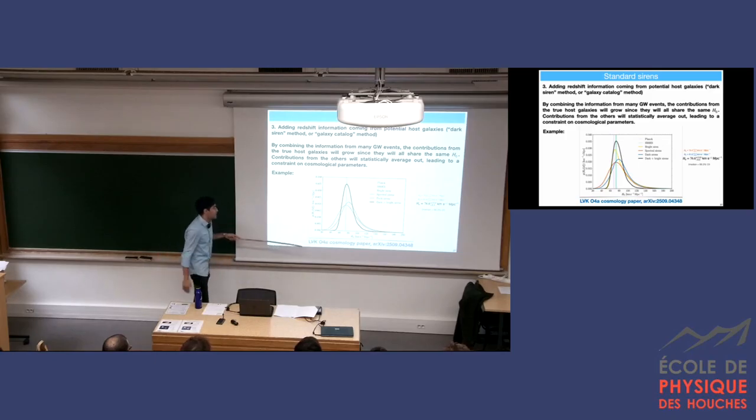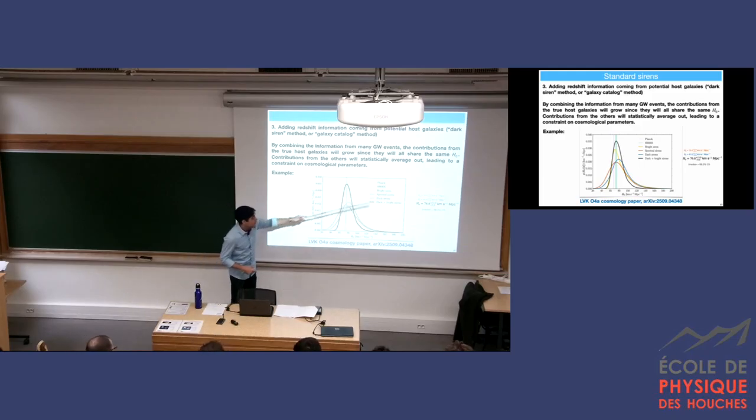This plot comes from the latest cosmology paper. We have the probability of H0 as a function of H0, and these are the different analyses that we did. You can see the spectral siren analysis, the one in my point 2 that I showed you before, given by the orange curve.